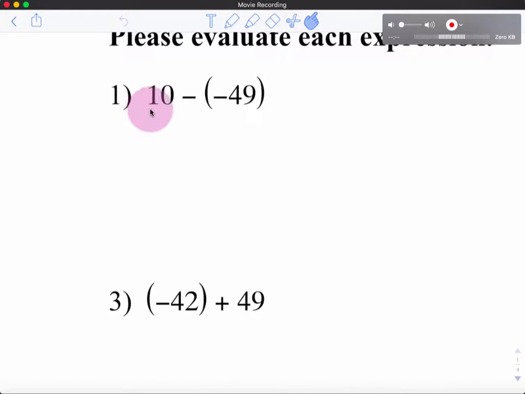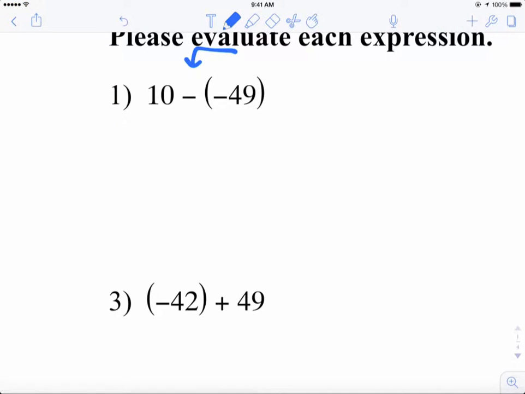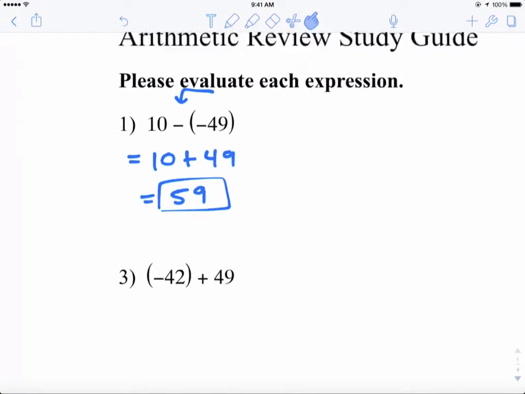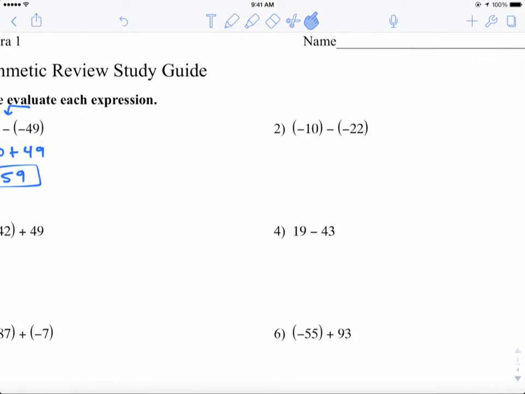All right. So in our first example, we have 10 minus negative 49, and it's just important for us to recognize that subtracting a number is equivalent to adding that number's additive inverse. So I would consider this instead as 10 plus positive 49, which makes this a much easier problem. I hope we can agree that our sum will be 59.